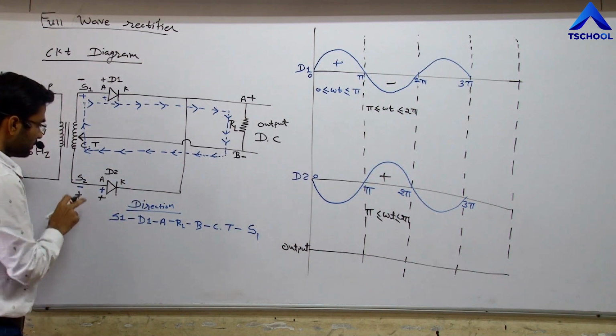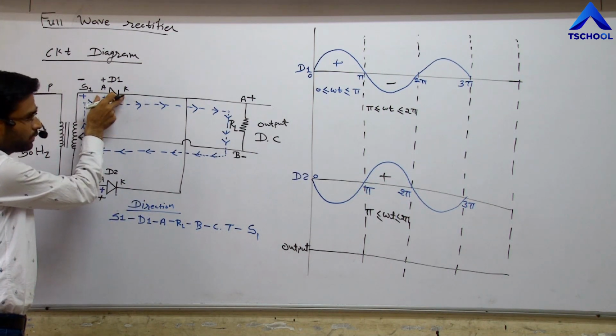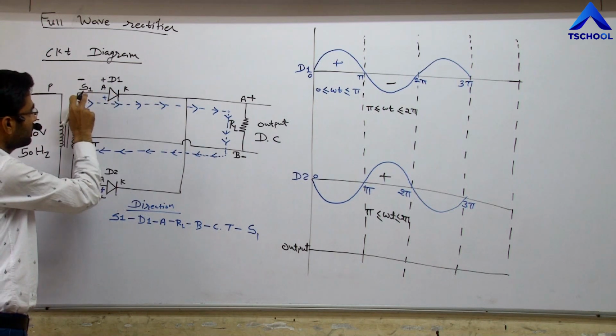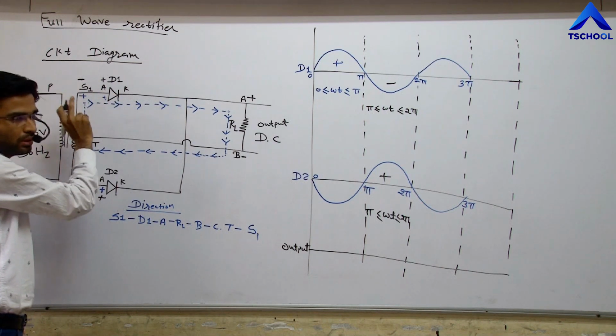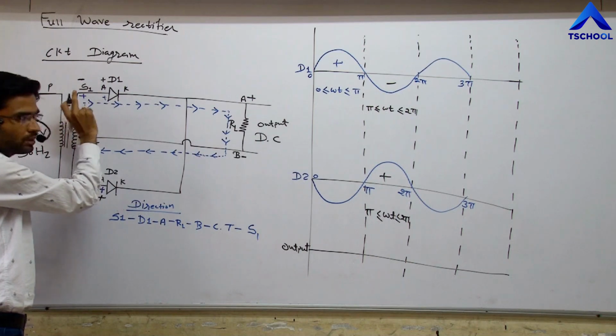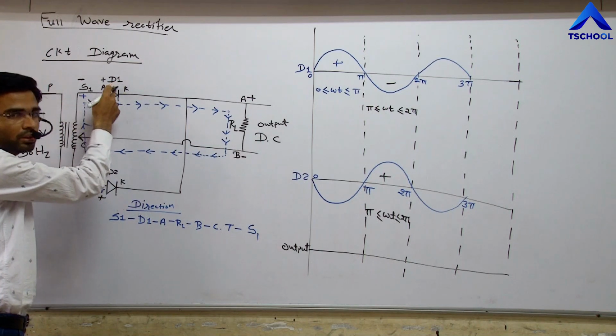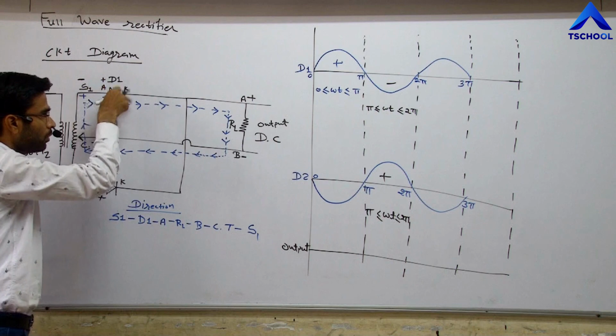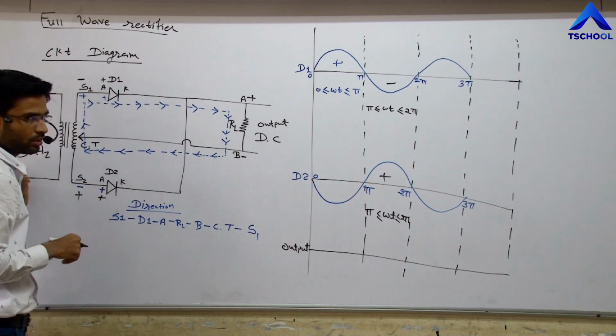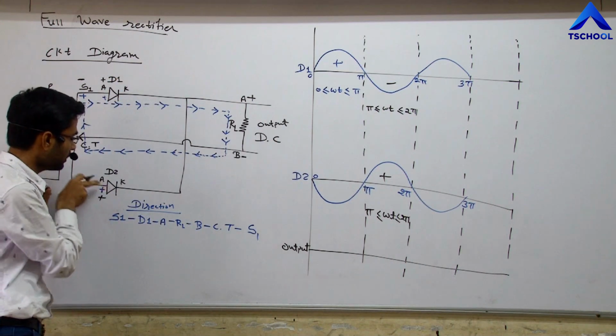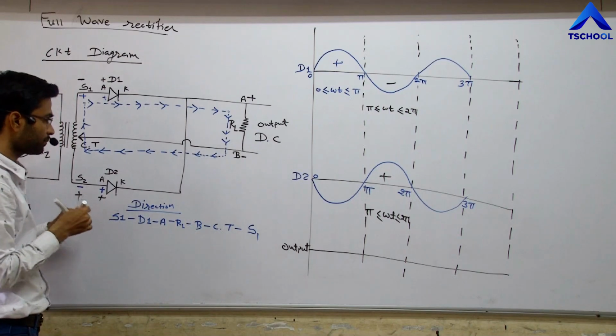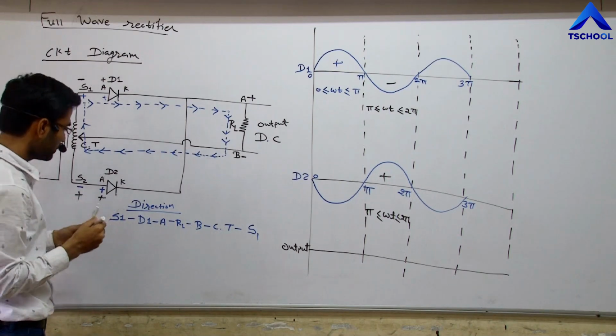Now diode D1 here has a false connection. Because of the false connection, D1 is in reverse bias mode, blocking the current, and the total amount of current flows through the diode D2. Now current flows through the diode D2.